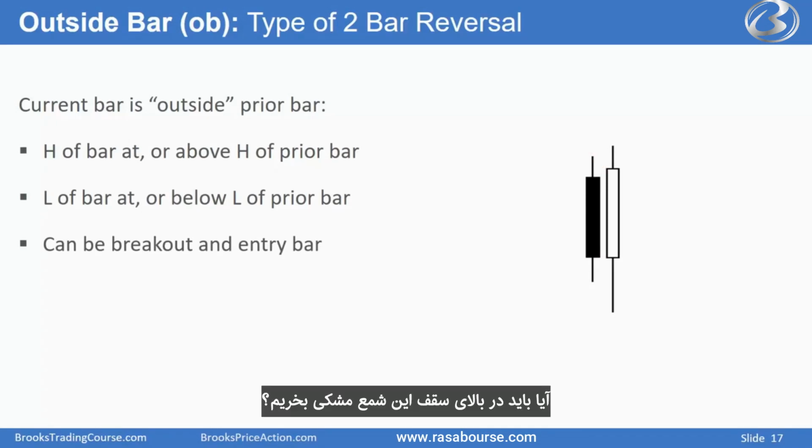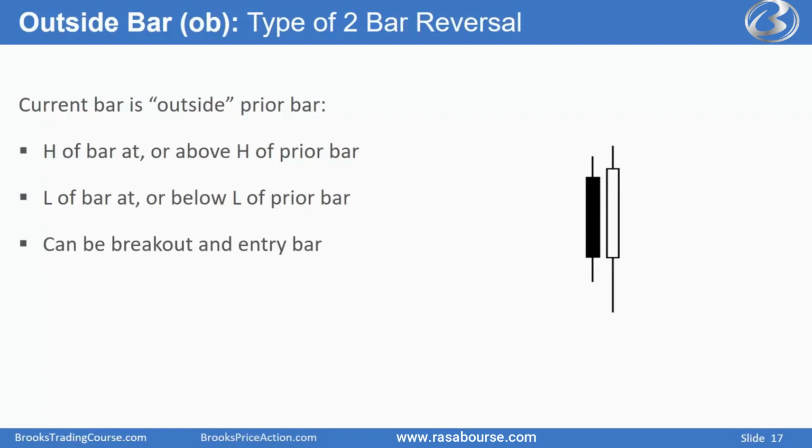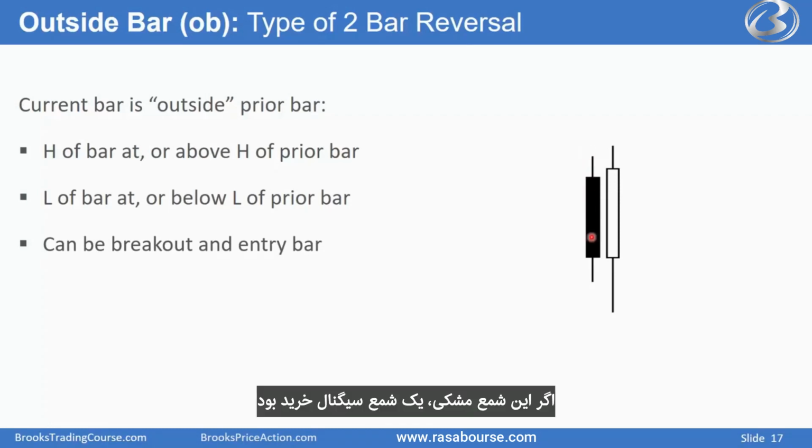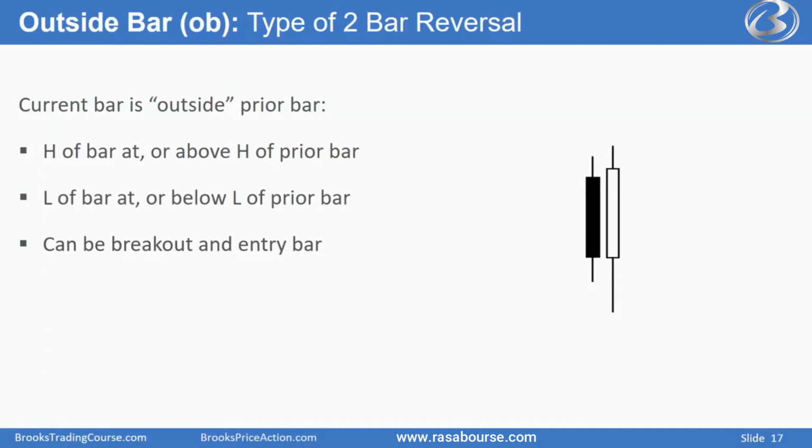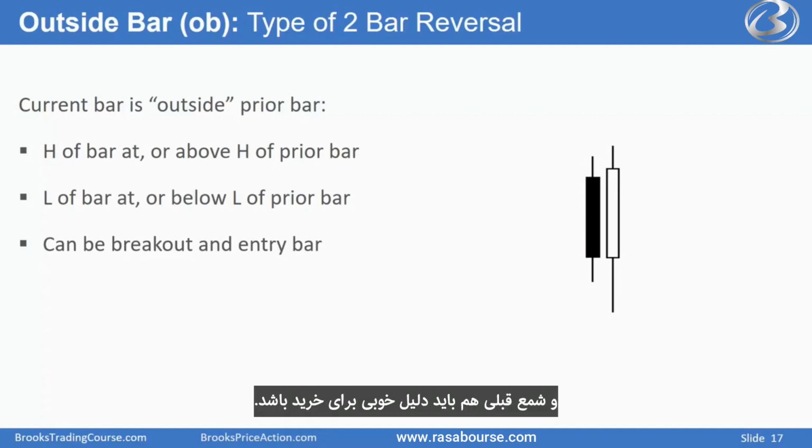Do you buy as it's going above the top of the bear bar? In general, I do not. If this was a good buy signal bar, and we went outside of it and above its high, then I would buy as this bar goes above the high of this bar. But in general, I'm not looking to buy as the market goes outside up. The context has to be good, and the prior bar has to be a good reason to buy. This is not a good reason to buy. I prefer to buy above bull bars.